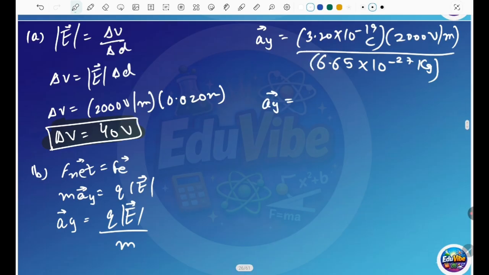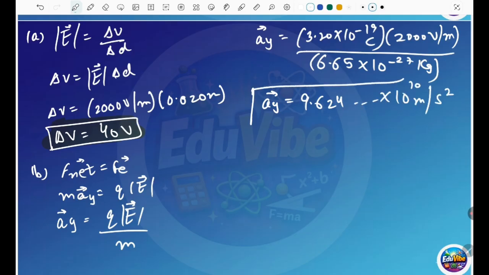When you calculate this, you get about 9.624 × 10^10 meters per second squared. So that's how you can find the acceleration. Acceleration we want for the time.